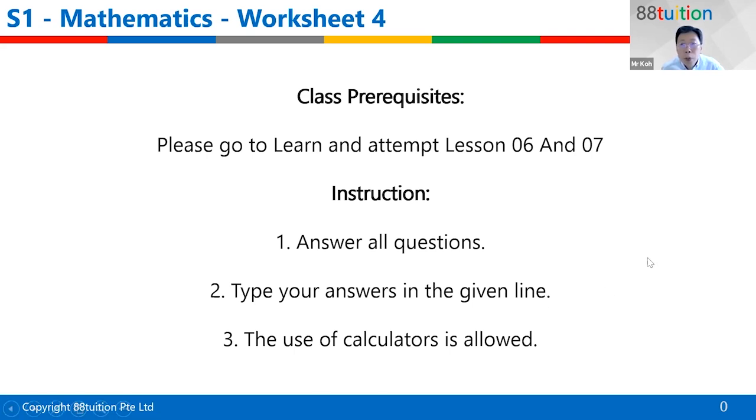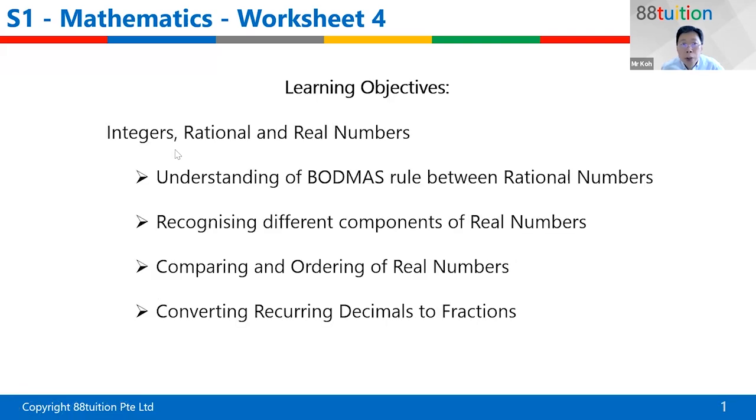Okay, so let's look at what we are going to do today. Today we're going to touch on integers, real numbers, and rational numbers, understanding of the BODMAS rule between rational numbers, recognizing different components of real numbers, comparing and ordering of real numbers, and converting recurring decimals to fractions. Now this part here, converting recurring decimals to fractions, I'm not sure whether any one of you already know. Later I will check.